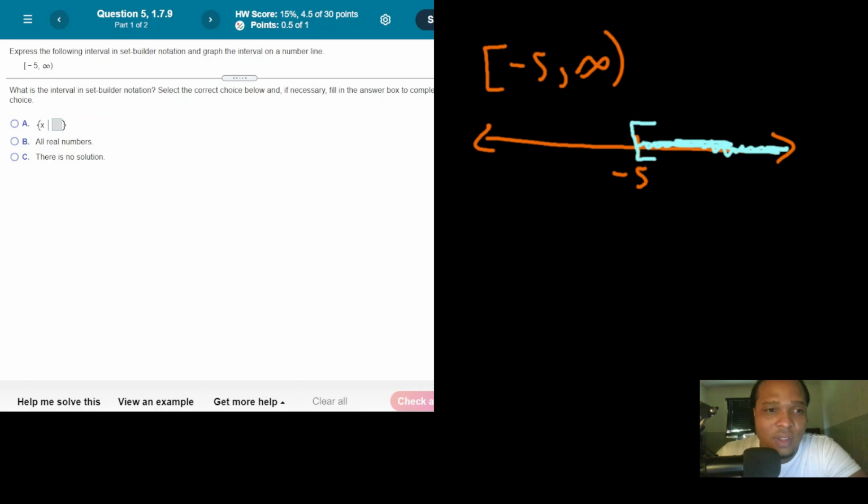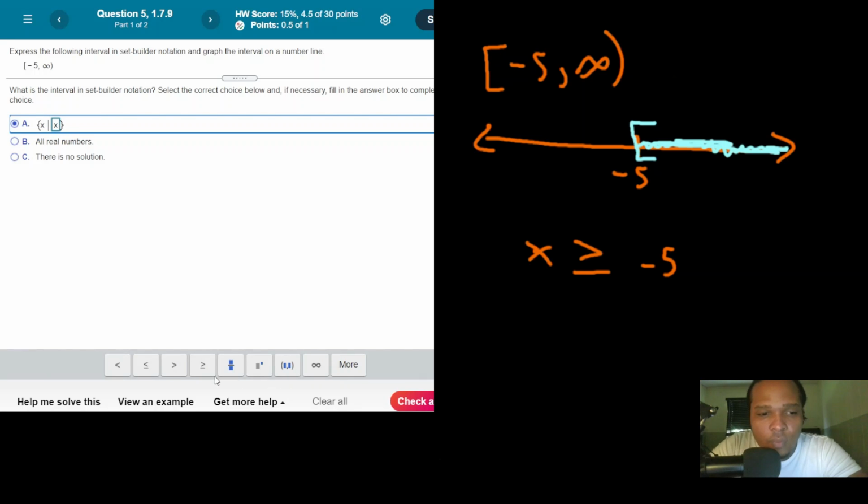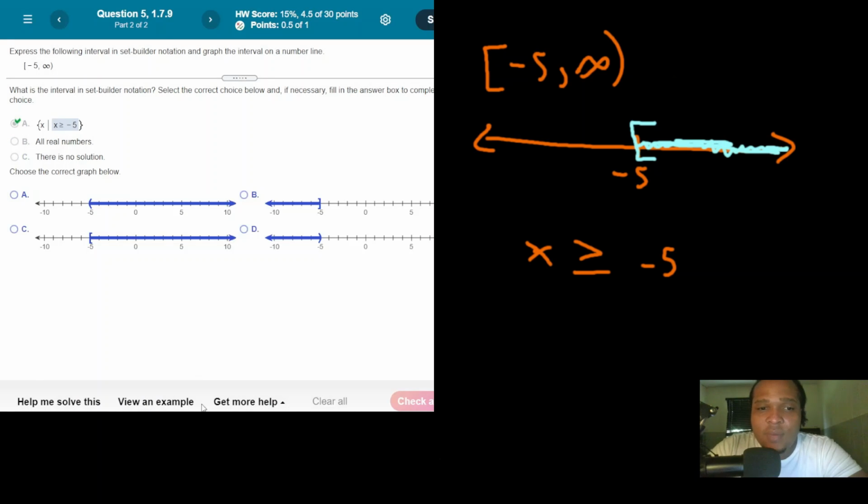So we're going to get that if they ask us set builder notation. X is greater than or equal to -5 because it's going to the right-hand side. It's greater than because it's positive infinity. So go ahead and put your X, put your greater than or equal to, and put your -5 right there. And bam, excellent. Now the graph that closely resembles our graph, with a bracket from the left and going all the way to infinity, is right there. Nice work.